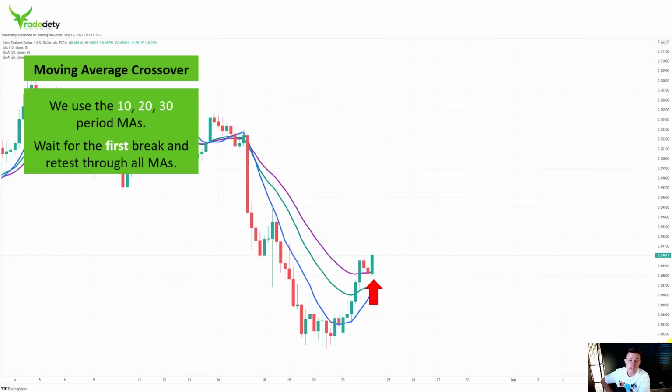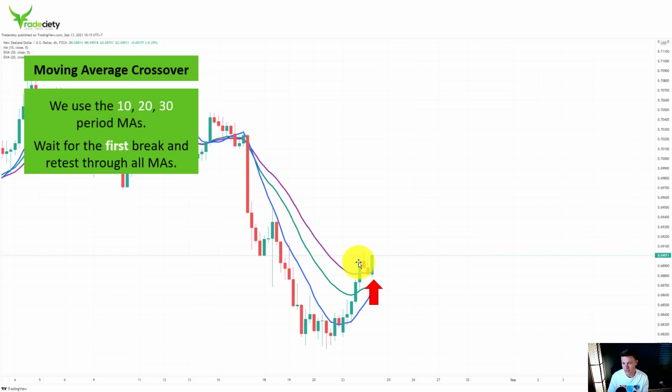No swing trading video is complete without a moving average crossover system. And here we have one where we use the 10, 20, and 30 period moving average. We can use EMAs, SMAs, doesn't matter, 10, 20, 30. So we have 3 moving averages, which are pretty close by. And the idea of this approach is that we want to wait for the first break and retest through all of the moving averages. So we want to really see that the market is making a move from below to above all of the 3 moving averages, and then we are waiting for our first pullback.